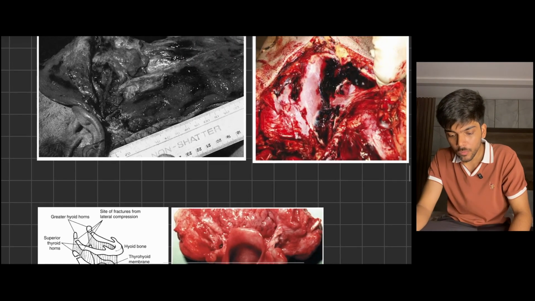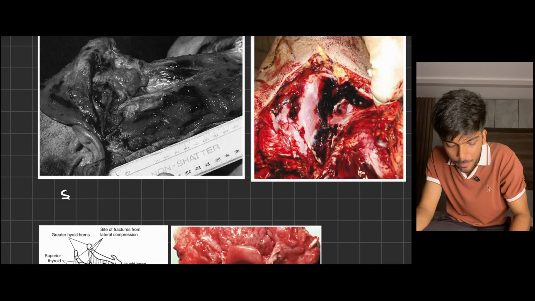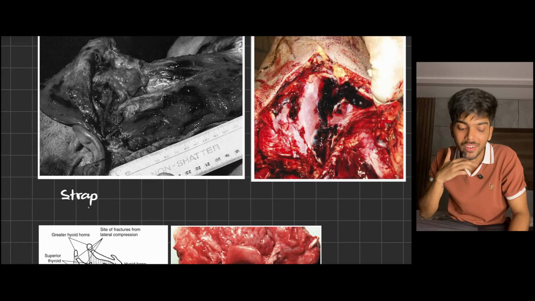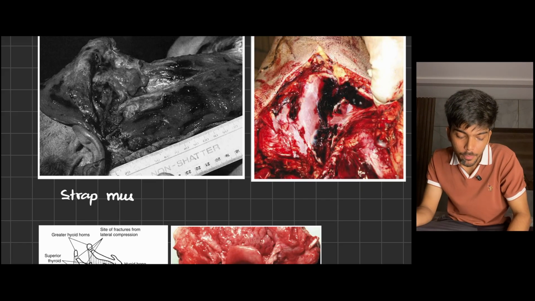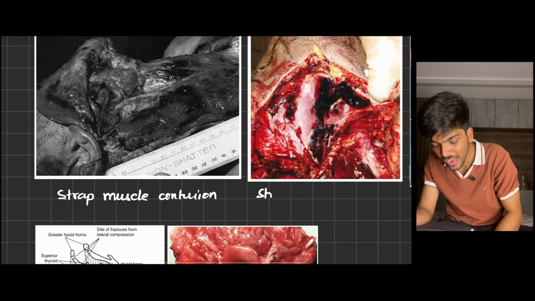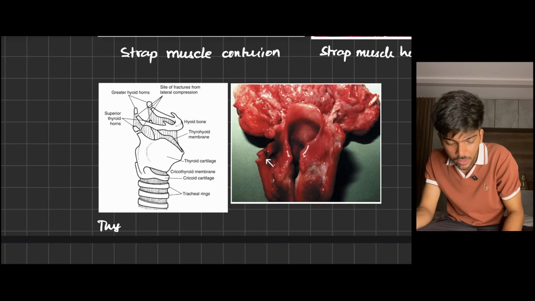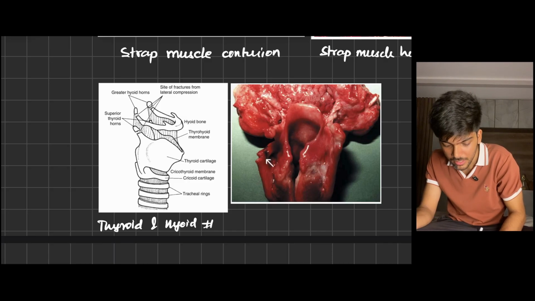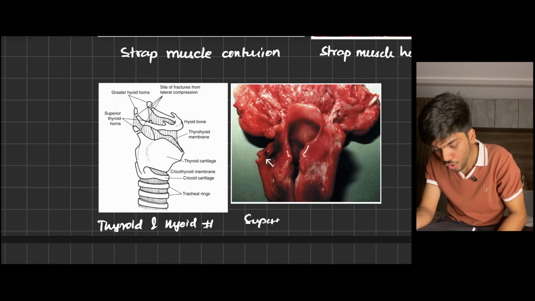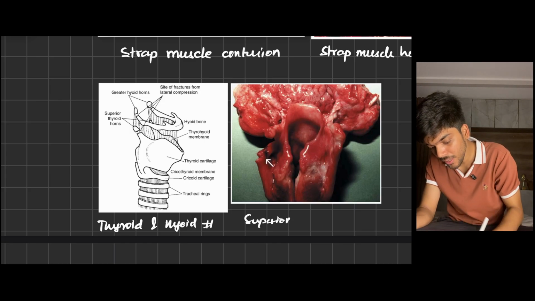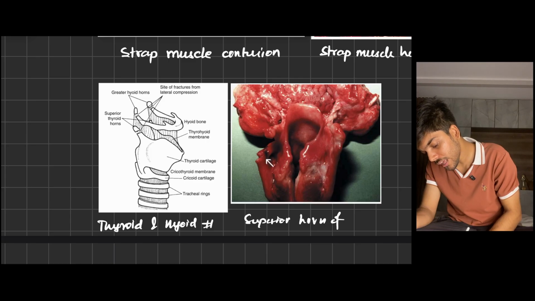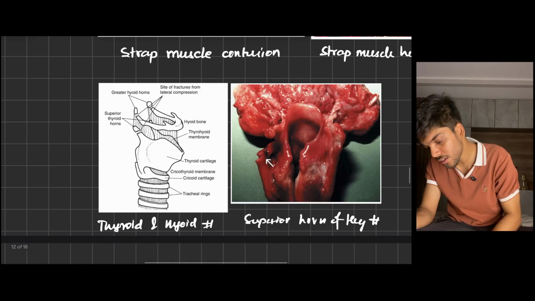Revision time. So what is this? There is strap muscle. Strap muscle refers to the infrahyoid muscle of the neck. Strap muscle contusion. What is this? This is strap muscle hemorrhage. What is this? There is thyroid and hyoid fracture. What is this? The superior horn, right? The superior horn of thyroid cartilage is fractured.